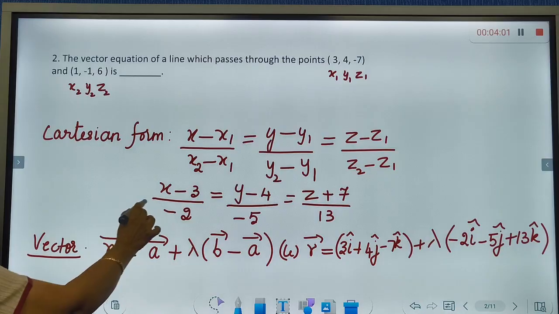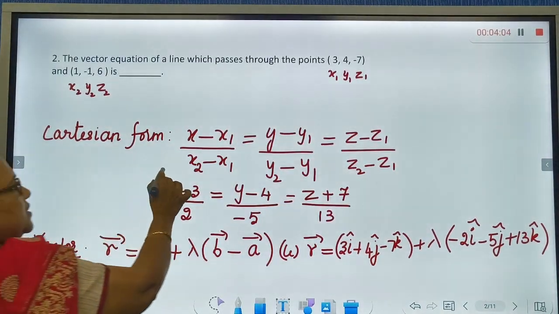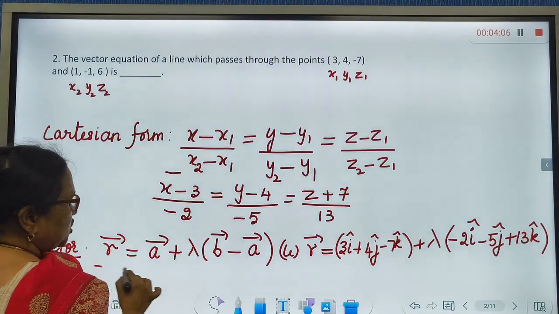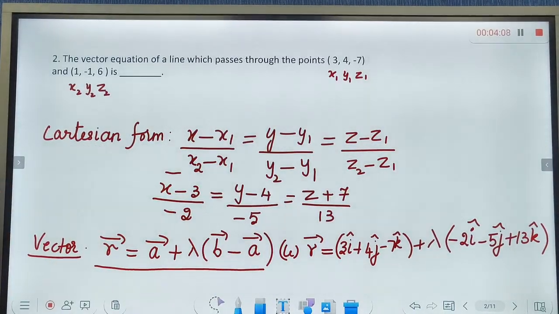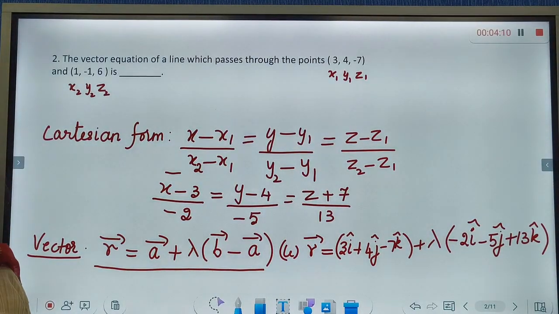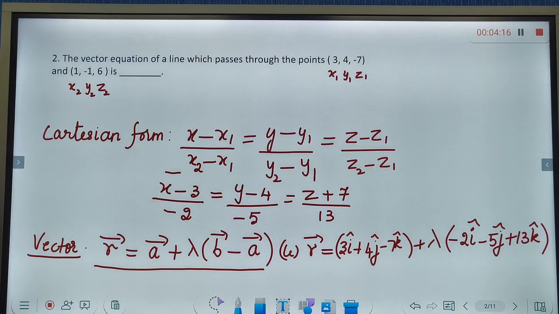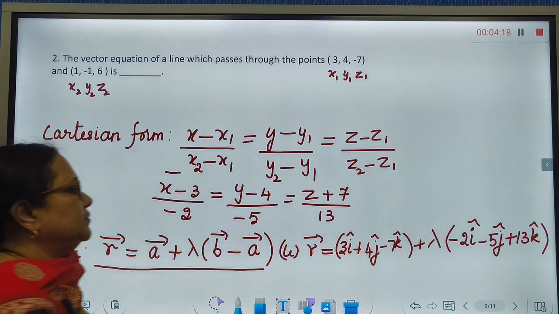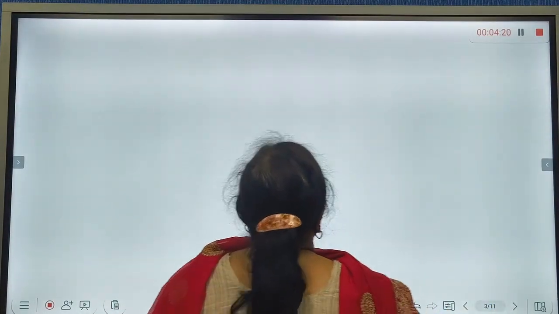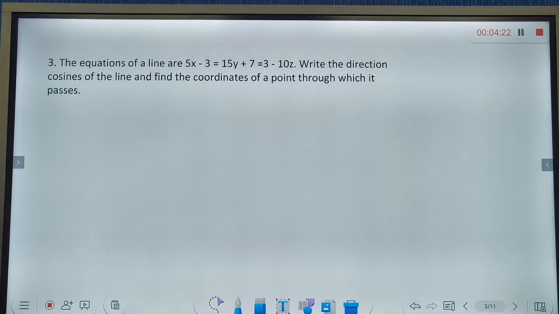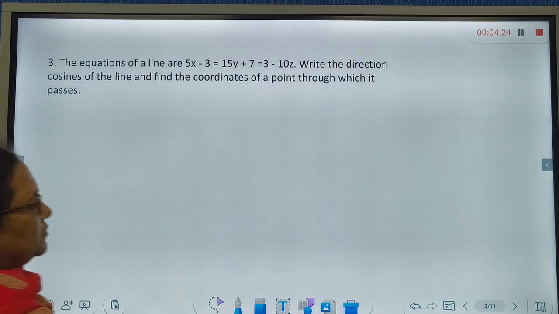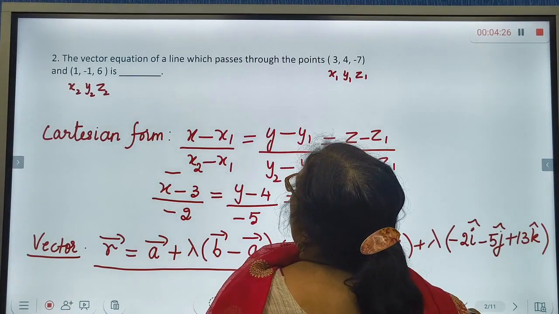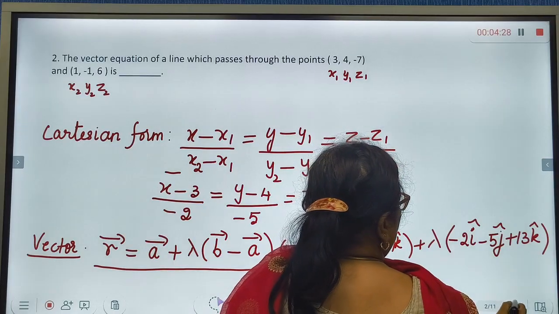So the Cartesian equation is this, and the vector equation is R vector equal to A vector plus lambda times B vector minus A vector, where A vector and B vector represent the position vectors of 2 points on the line. Next question. So this is what we did.